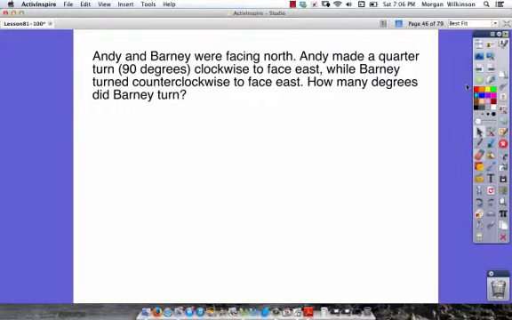Andy and Barney were facing north. Andy made a quarter turn, 90 degrees, clockwise to face east, while Barney turned counterclockwise to face east. How many degrees did Barney turn? Let's put that compass rose back in here. So, Andy and Barney were both facing north. Okay, if they were both facing north, here we'll have Andy, here we'll have Barney. They're both facing north.